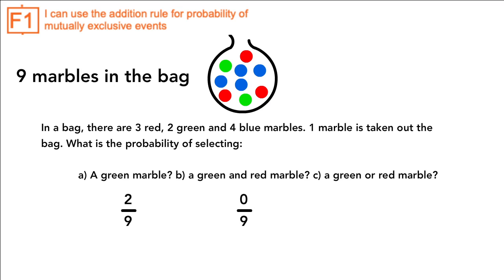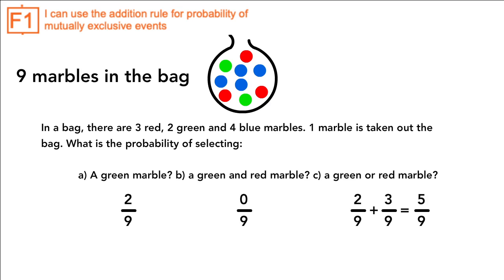The third question is asking for the probability of green or red. This means we are looking for the probability of picking either color. How many marbles are green or red? The probability of green is 2 over 9 and the probability of red is 3 out of 9. When the question is asking for either of the 2 events, we add their probabilities together. So the probability is 5 out of 9.